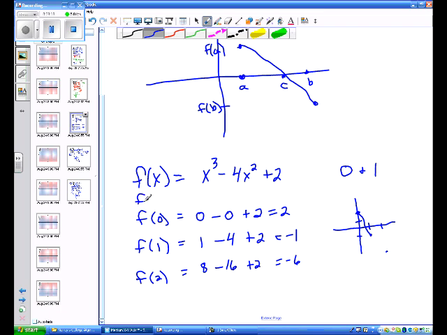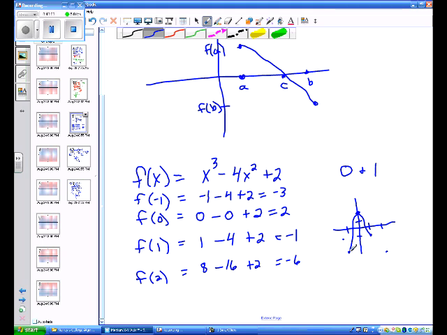But let's go back up here and do f of negative 1. Okay, if we cube a negative 1, we get a negative 1. Negative 1 squared is 1 times negative 4 is negative 4. Plus 2, well, we have negative 5 plus 2 is negative 3. So we also have a root between 0 and negative 1. Because at negative 1, we're back down here to negative 3. So somewhere between 0 and negative 1, we had to cross the x-axis, and therefore we have a solution.